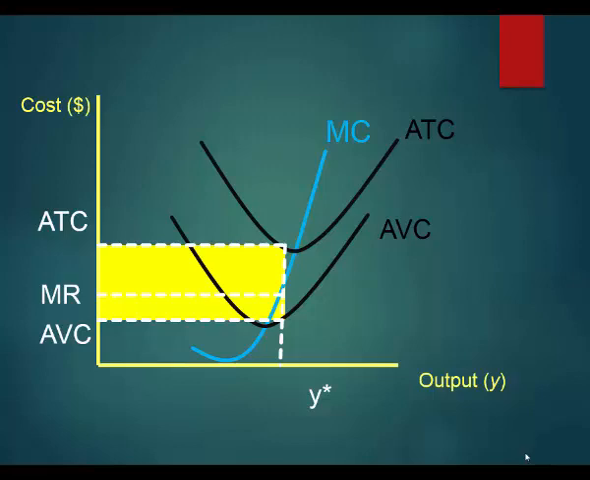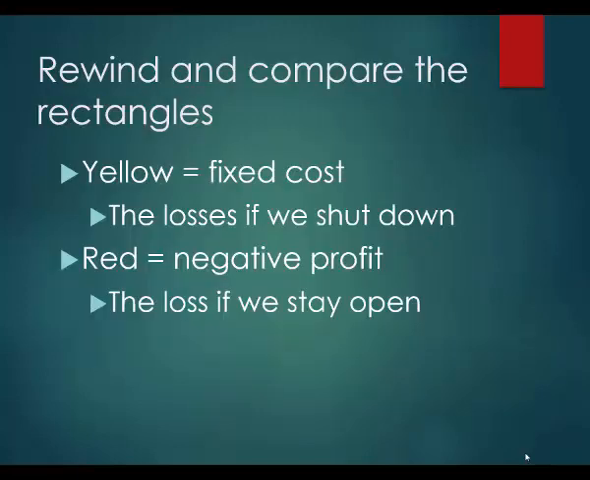The way to think about this, our business is losing money, yes, but they're not losing as much money as they would lose if they shut down, because their loss is less than their fixed cost. So let's see that in words to see if it makes more sense to you. The yellow was the fixed cost. That's the loss if we shut down. The red was our negative profit. That's the loss if we stay open.